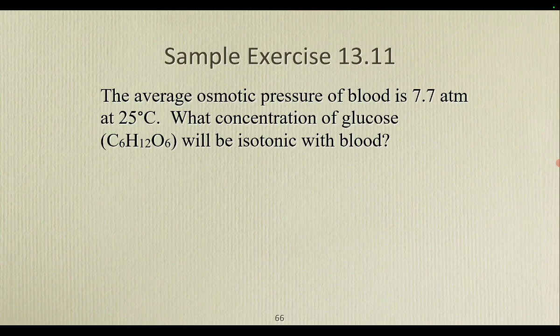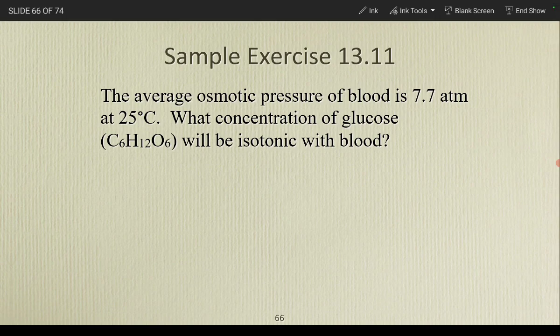So when we think about an IV, if the solution that we're putting in that IV is hypertonic or hypotonic, then when it gets into the blood, we're either going to have water rush into the red blood cells or rush out of them. So they're either going to burst if they get filled with water, or they're going to shrivel up and essentially die if the water rushes out. So we need the solution to be isotonic so that we don't have that occur with the red blood cells. And in this case, we're focused on the glucose.